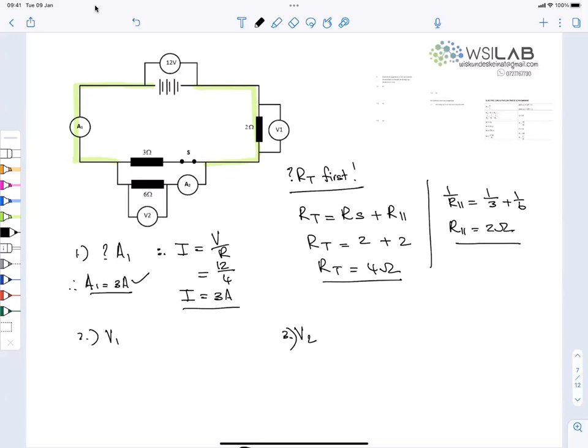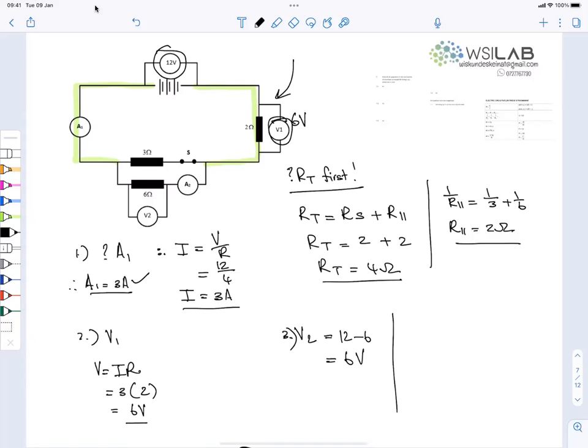Good. V1, all the current flows through there. V equals I times R. The current there is 3 amps. The resistance is 2. And that is 6 volts. So I have 6 volts there. V2: I have 12 there. I've lost 6 there. So 6 remains. That is 12 minus 6, and that is 6 volts. Now I want the last thing, number 4. I want to know what is the reading on A2.